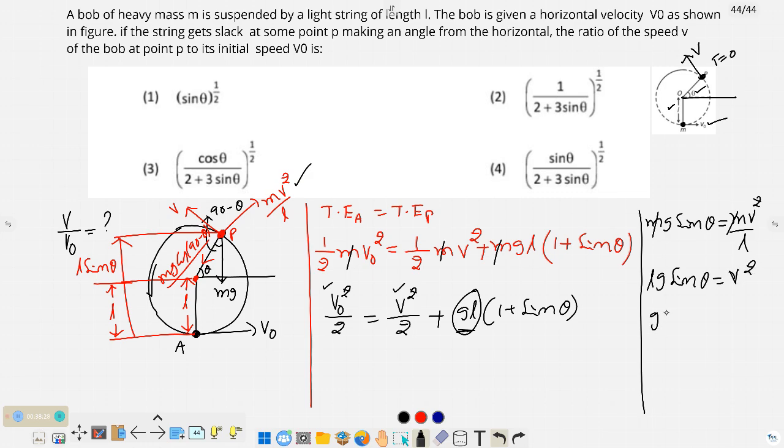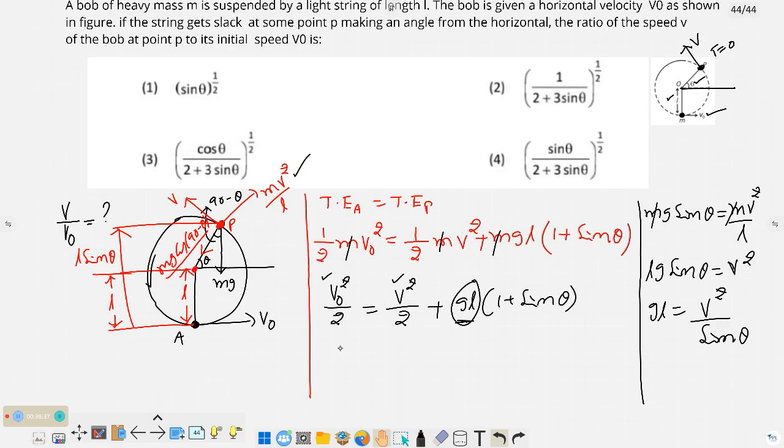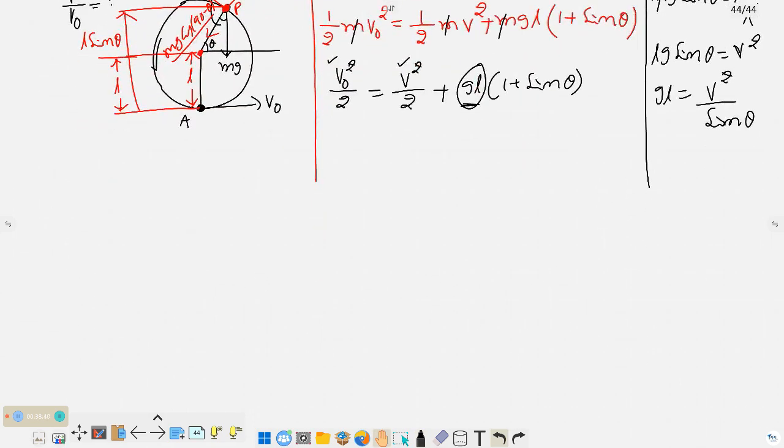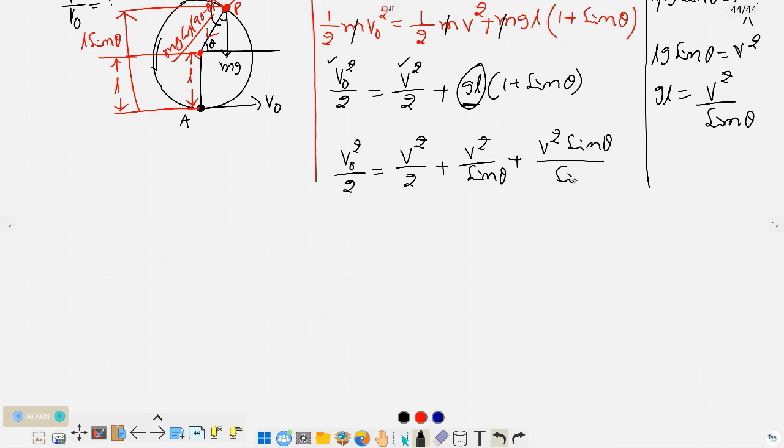So that means GL is equal to V square by sin theta. Substitute that value in this equation. If you substitute the value, what you are going to get is V naught square by 2 is equal to V square by 2 plus GL, which we can write as V square by sin theta, into, I am opening the bracket here, plus directly V square sin theta by sin theta.